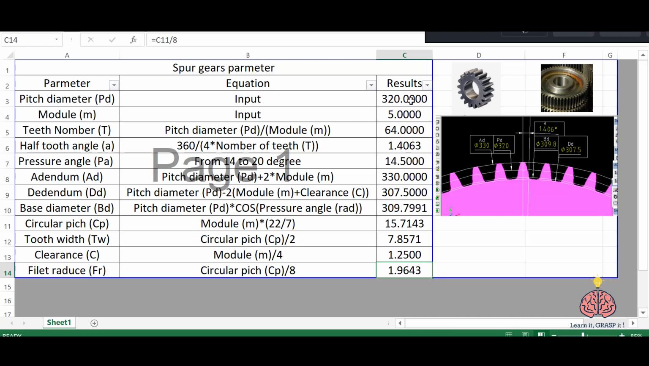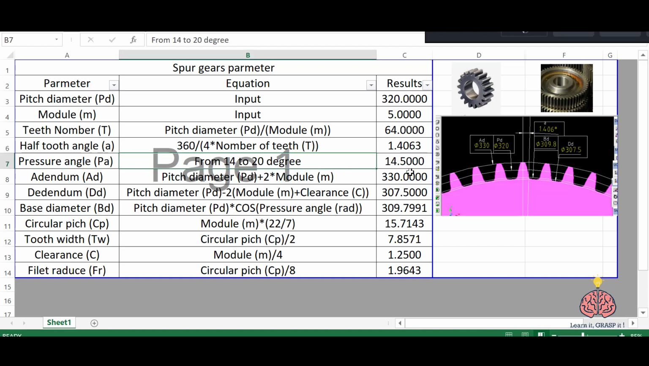We begin with 3 main parameters: the number of teeth, the module, the pitch diameter. This is the first relation. The teeth number equals pitch diameter divided by module. Or if we multiply the module with teeth number, it equals the pitch diameter. And after that, all these parameters come with equations in Excel. Again, half tooth angle equals 360 divided by the teeth number multiplied by 4 to give us this angle, a quarter of the pitch angle.